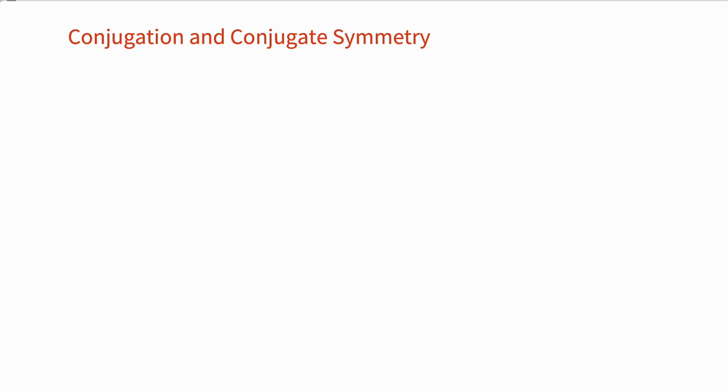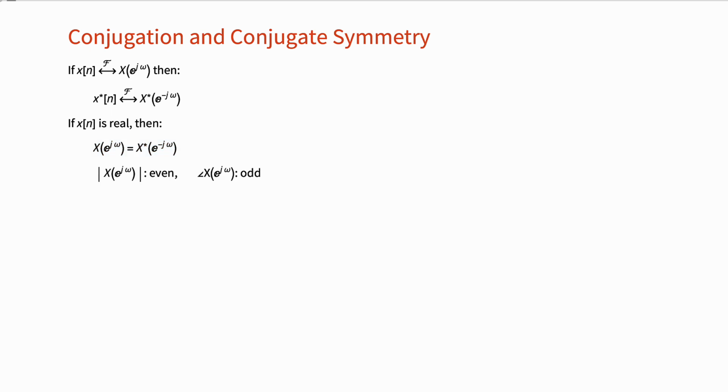The next property is conjugate symmetry. The discrete-time Fourier transform of a complex conjugate of any sequence is equal to the complex conjugate of the discrete-time Fourier transform of that sequence. Also, if x of n is real valued, its transform is conjugate symmetric, as indicated here. This means that the magnitude spectrum is an even function of frequency and the phase spectrum is an odd function of frequency. Or the real part of the discrete-time Fourier transform is even and the imaginary part is odd.